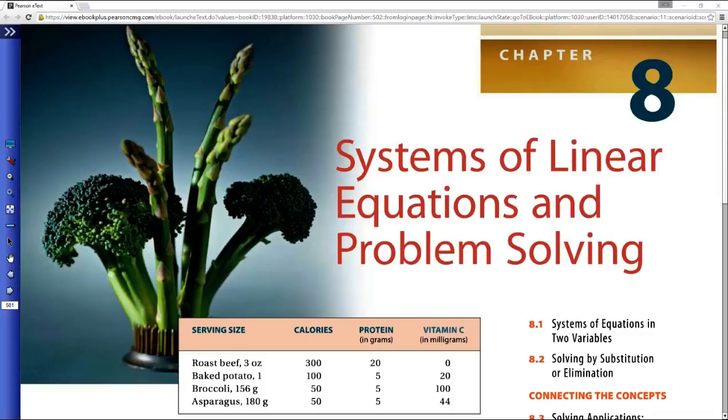Hello, here's chapter 8. We're not going to cover the whole chapter. I'll just go through generally what we're going to go through in the chapter. First, we have systems of linear equations and problem solving.